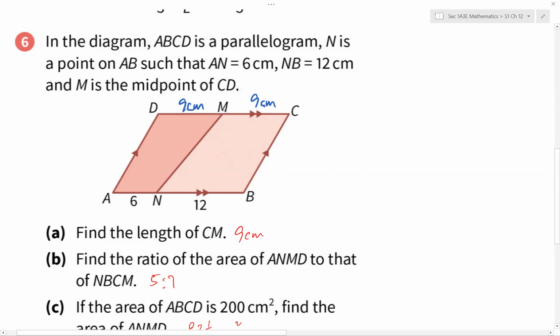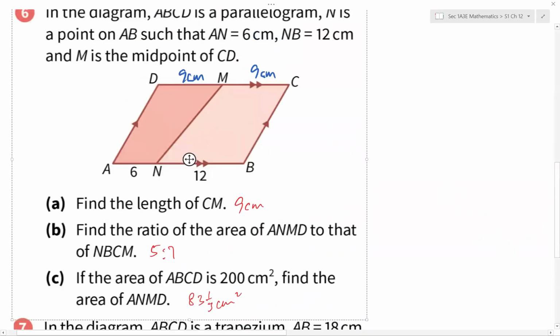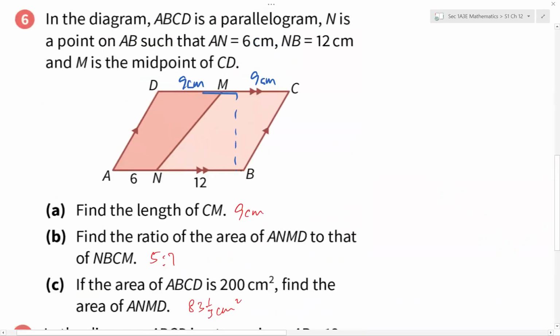Ratio of area. So you might be thinking, hey, I don't even know the height. How am I going to find the area? We know that the area of a trapezium must be half times the sum of parallel sides times the perpendicular height. But we don't have that. The question didn't say. Then how to find the ratio of area if it is impossible for you to find an area?